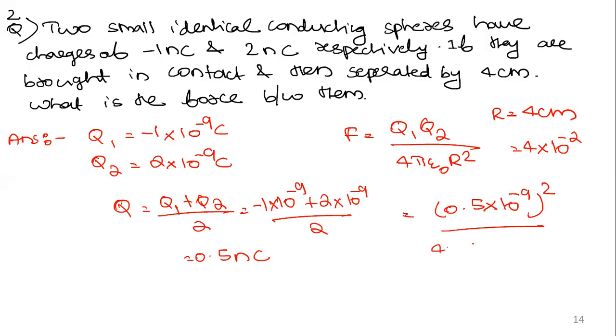So 4 pi into 8.85 into 10 raised to minus 12 into 4 into 10 raised to minus 2 the whole square. So I think these types of questions you might have done in your school, right? These types of questions for Kerala entrance and all. Yes, sir. Yes, that's right. These types of questions will come for the GATE exam also, competitive exams, and all. So today I am winding up. Okay, thank you.